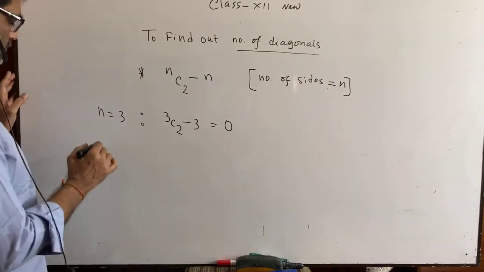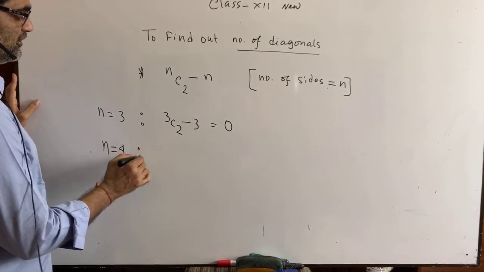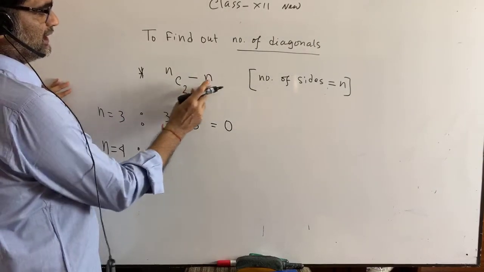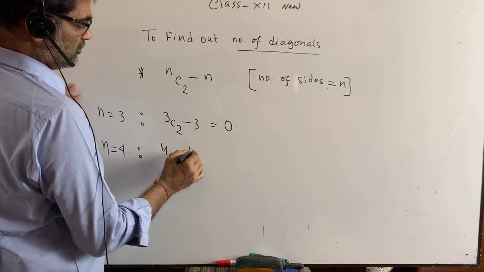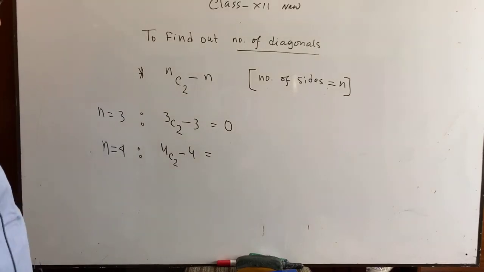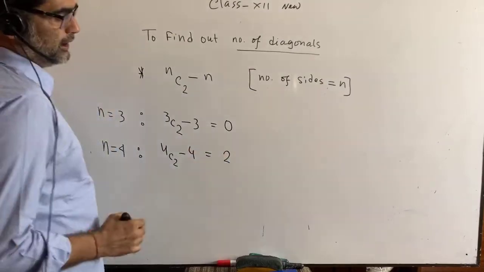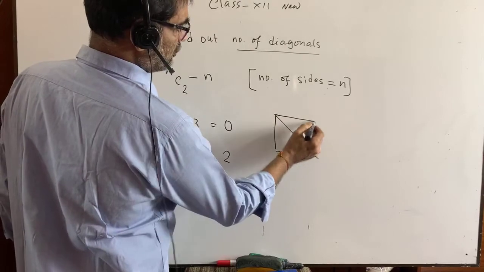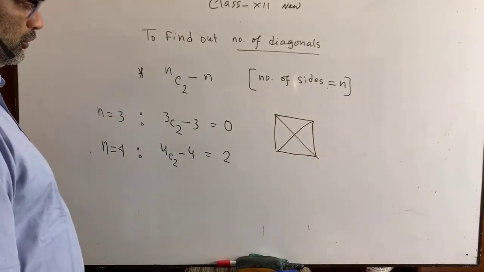Now let's put n equals 4. That means it is a quadrilateral. So what will be the formula? nC2 minus n. That means 4C2 minus 4. 4C2 minus 4 equals what? 4 into 3 is 12, by 2 is 6, minus 4, that is equal to 2. In any quadrilateral we get two diagonals. You see, the number of diagonals is 2.